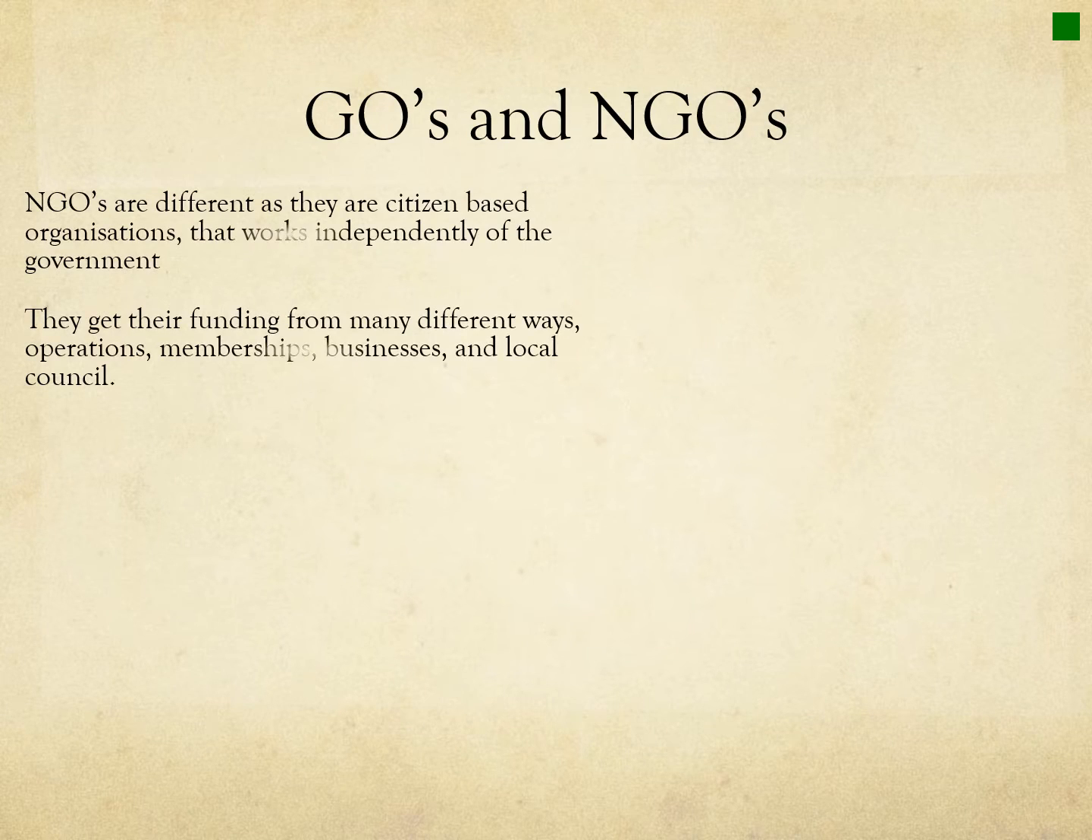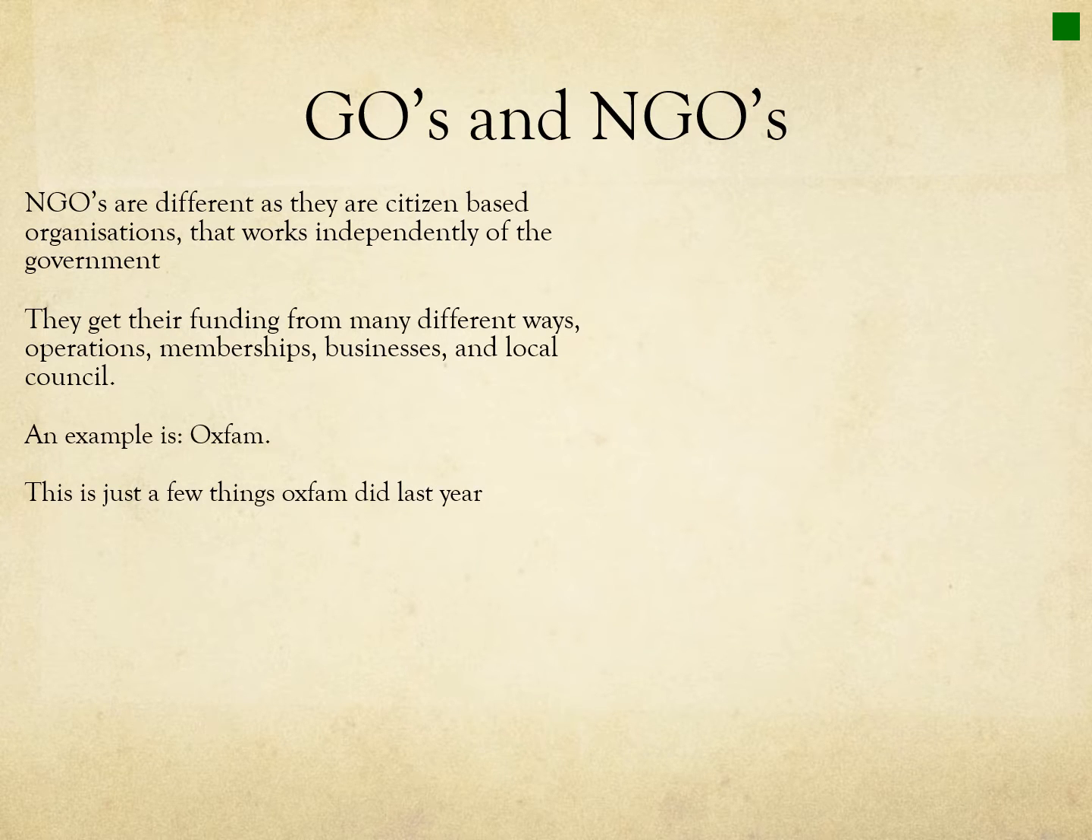NGOs are different, as they are citizen-based organisations that work independently of the government. They get their funding from many different ways: operations, memberships, businesses, or the local council. The World Bank classifies these NGOs as either operational NGOs, which are concerned with development projects, or advocacy NGOs, which are concerned with promoting a cause.